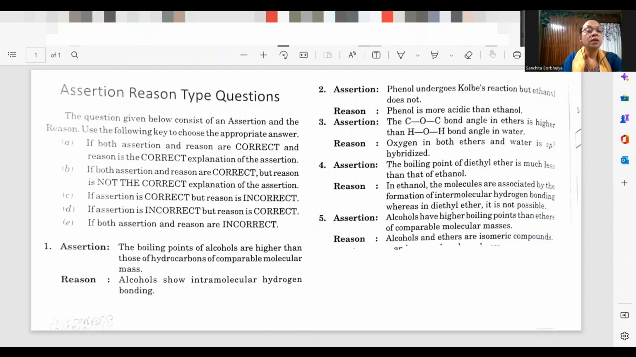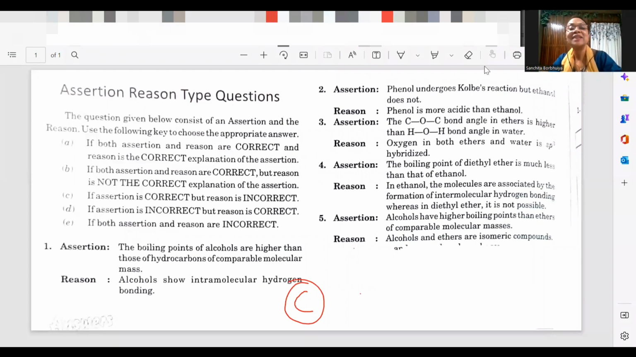And let's discuss the assertion reasons. A, B, C, D, E options are displayed on the screen. The boiling points of alcohols are higher than that of the hydrocarbons of comparable molecular mass. So the boiling points of alcohols are definitely higher compared to the hydrocarbons of comparable molecular mass, because alcohols undergo hydrogen bonding compared to hydrocarbons which have van der Waals forces. Yes, and alcohols show intramolecular hydrogen bonding. So alcohols do not show intramolecular hydrogen bonding. Phenols can show. So the option is C. The assertion is correct, but the reason is incorrect. So here the answer is C. Okay. So going on to the next one, I hope you all are convinced that the answer is C.